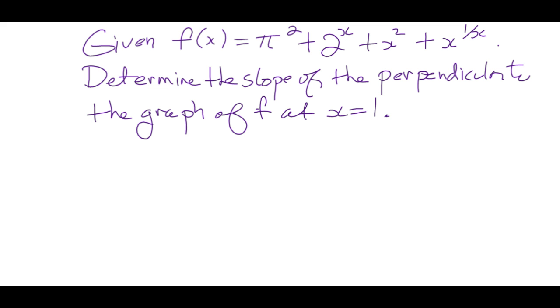Okay, so we've got this function. We want the slope of the line perpendicular to that function at the point where x equals 1. Just the slope, not the equation of the line. If we find f prime of x, then we've got the slope of the tangent line, and for the perpendicular we take the negative reciprocal of that. So be careful what it's asking for.